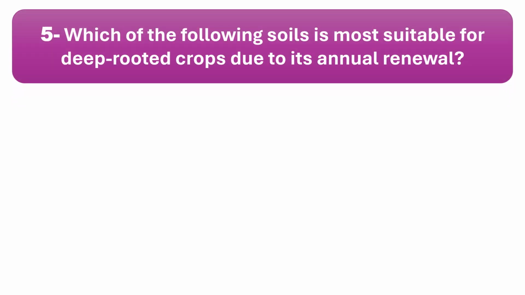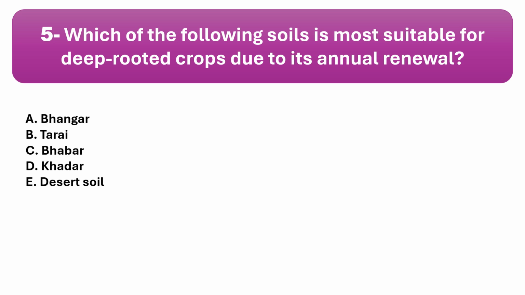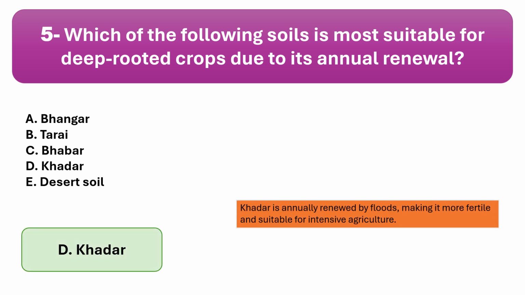Which of the following soils is most suitable for deep-rooted crops due to its annual renewal? The options are A. Bangar, option B. Tarai, option C. Babar, option D. Kadar, option E. Desert soil. The correct answer here is Kadar. See, the Kadar is annually renewed by floods, making it more fertile and suitable for intensive agriculture.